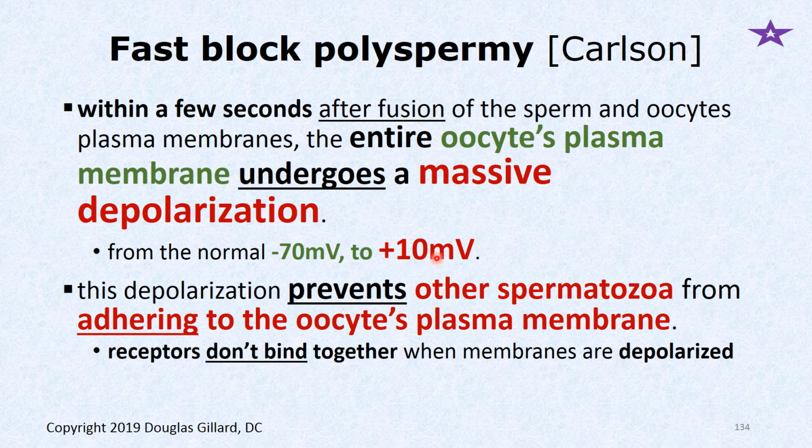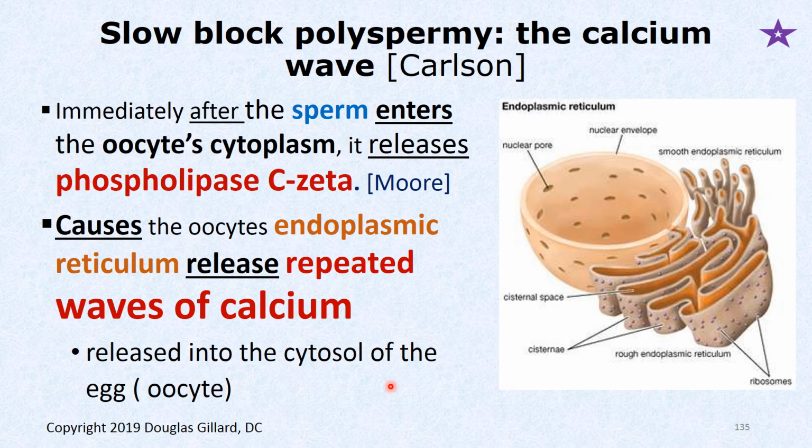So that's called fast block polyspermy, and that occurs when the winner, the champion sperm, binds to the oocyte's plasma membrane. It prevents other spermatozoa from coming in. Right? Then we have slow block polyspermy. So slow block polyspermy occurs via calcium as the star of the show here.